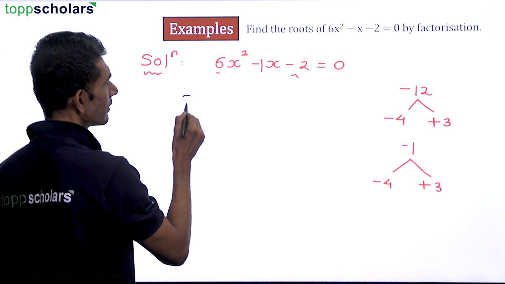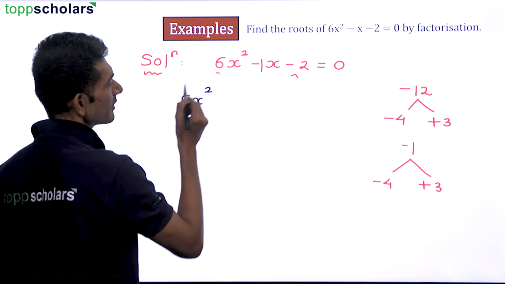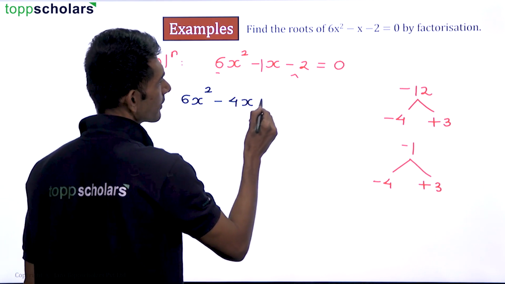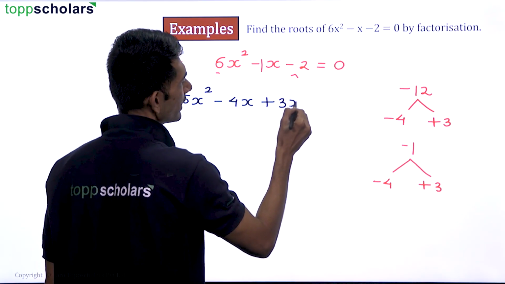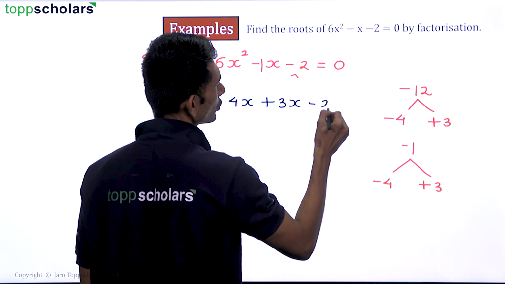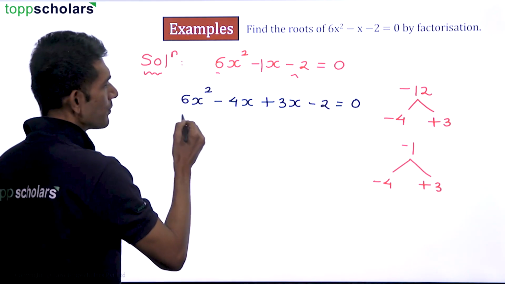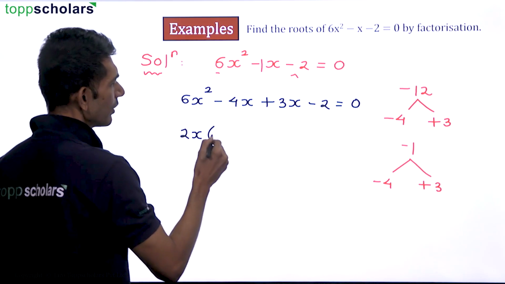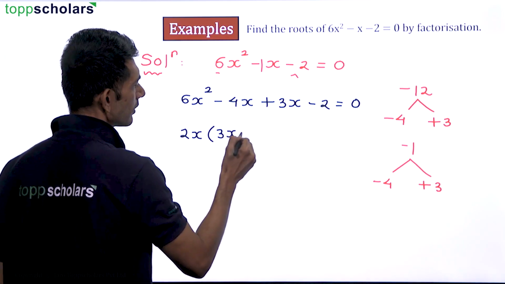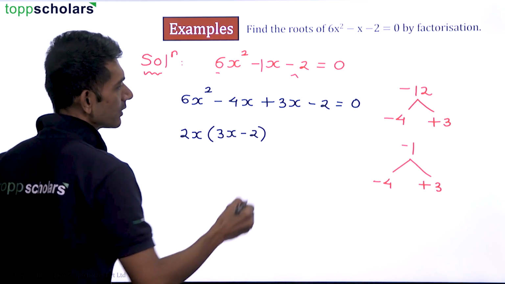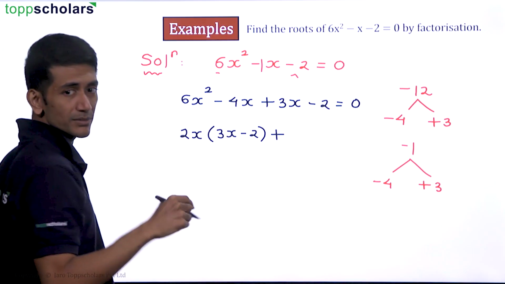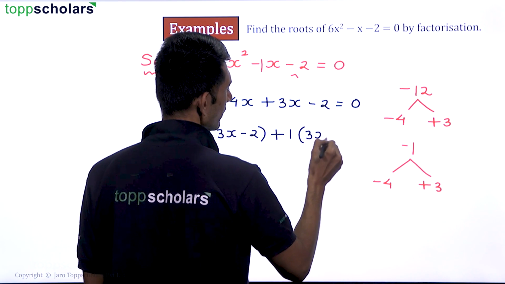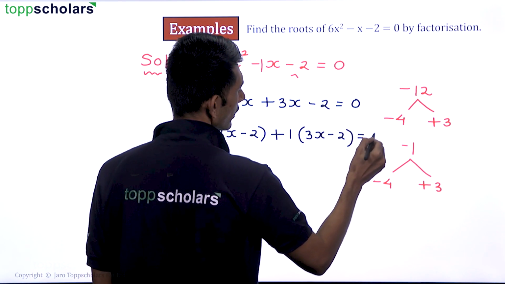This can be written as 6x square minus 4x plus 3x minus 2 is equal to 0. So from the first two terms, can you take 2x common? Yes. What will be left? 3x minus 2 will be left. From the last two terms there is nothing common, so we'll write down 1 and then 3x minus 2 is equal to 0.